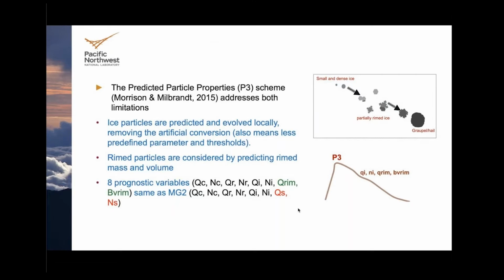Also, we have removed the predefined parameters and thresholds for ice density, particle density, and fall speeds. The rimed particles are considered by predicting the rime mass and the rime volume. So the scheme still only has 8 prognostic variables, with the rime mass and volume replacing the snow mass and number in MG2.